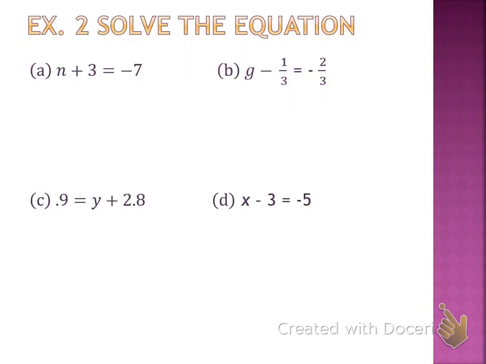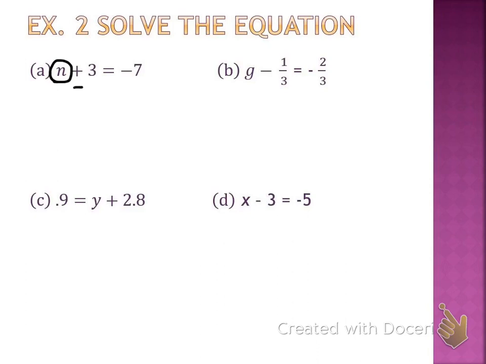All right, now let's look at example 2. It says solve the equation. So let's talk through the first few of these kind of slow, just so we can refresh our memory. In letter A, Gage, what is the variable that we are trying to isolate? The n. And in order to isolate n, I need to move what number? 3. What inverse operation am I going to use to move it?